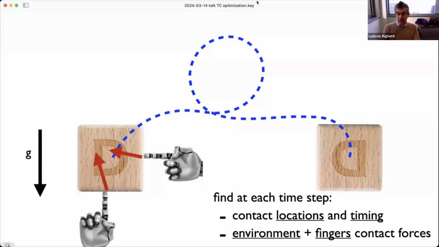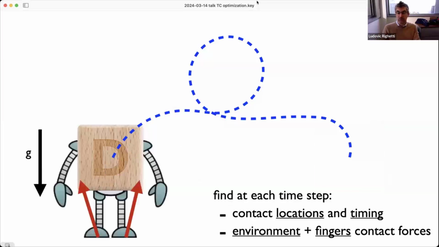And so the problem is to find at each time step the contact locations, timing, and deal with the environment and the finger contact forces, assuming that I have a model of all of that. The problem is the same, right? If you imagine you have a legged robot, that's the same problem. You want to find contacts to move a robot from A to B.